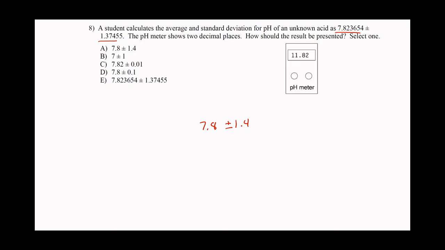Okay, rule 3. What about comparing it to our machine? Well, our machine says it's plus or minus 0.01. So what's bigger, 1 or 0.01, right? It's really the 1, so there's our answer.